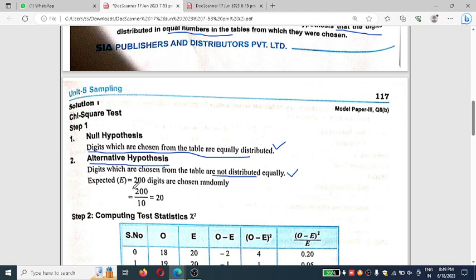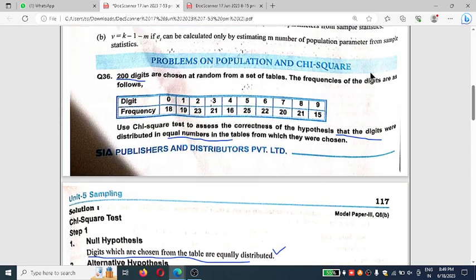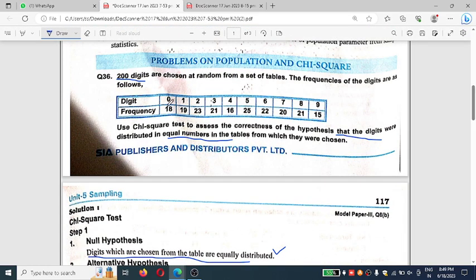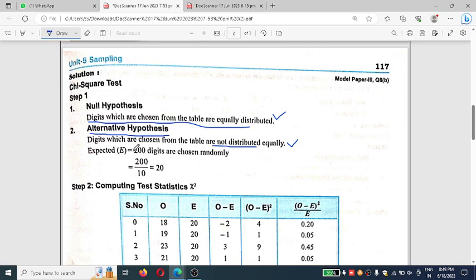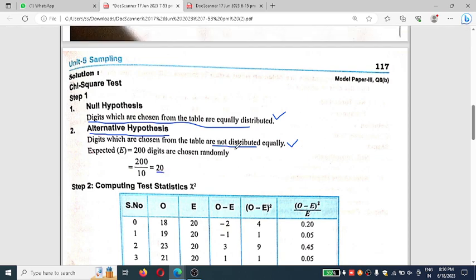Then we will calculate E. E is nothing but, in the question, students, what is given here is 200 digits, right? And how many observations are there? 1, 2, 3, 4, 5, 6, 7, 8, 9, 10. So small n is equal to 10. So 200 divided by 10 is 20. Now this is nothing but E.